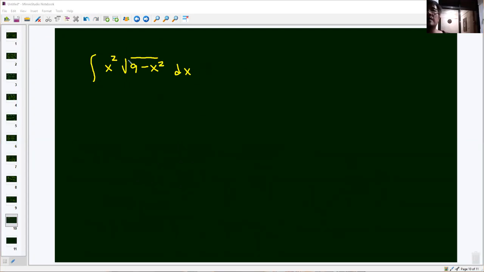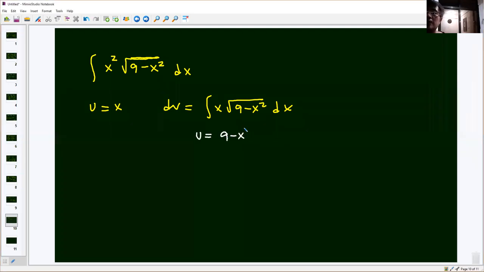Now, may nakita kasi ako na parang pwedeng gawin. If I will let u as x, ang matitira ko na dv is integral x square root of 9 minus x squared dx. Do you agree? U dv. Right? Now, by design, parang ito kaya, no? Kasi u sub lang to. If u is 9 minus x squared, simple u substitution.